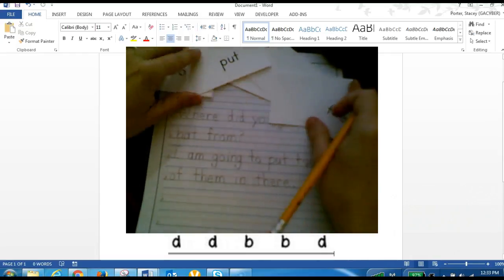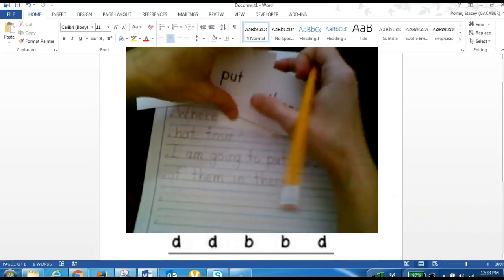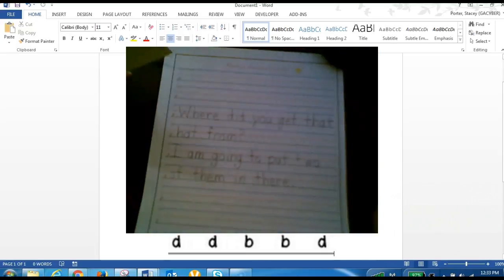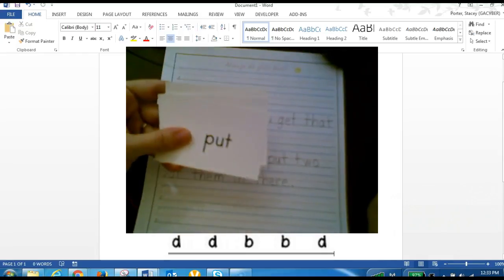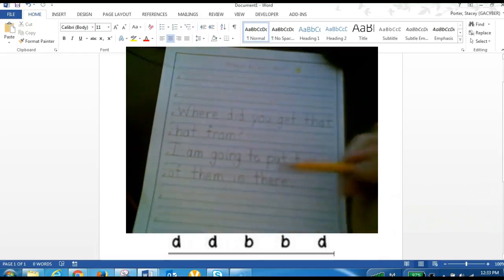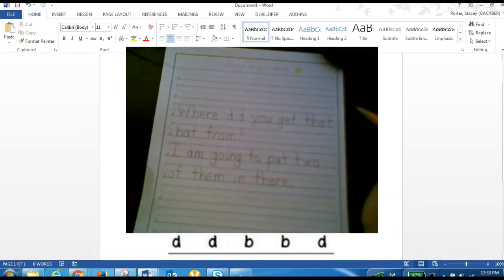Great job, guys! We used all of our sight words again today. I hope that you had fun doing this with me and writing your sentences. Please feel free to get your own sight word cards out and make your own sentences and practice at least 3 to 5 sentences every day.